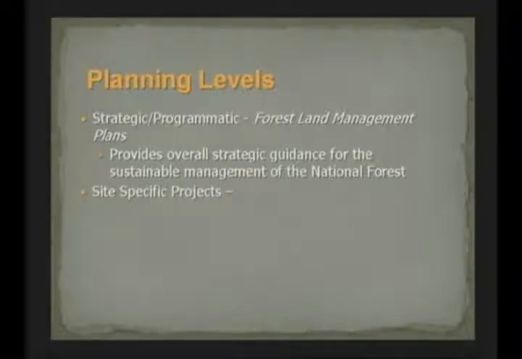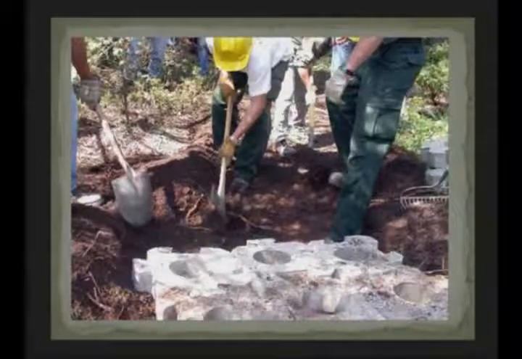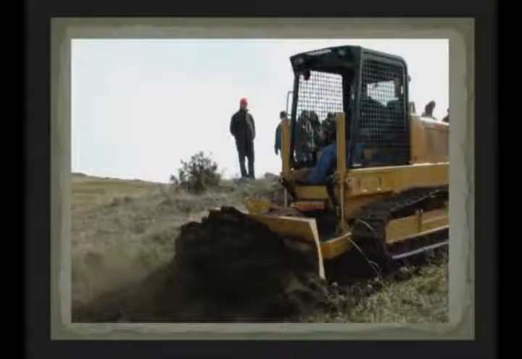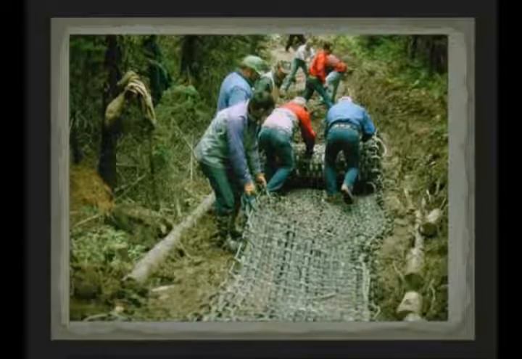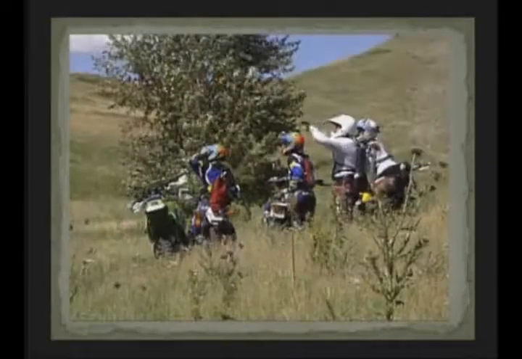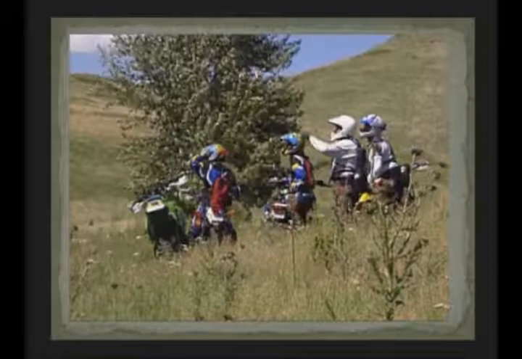Site-specific projects are the projects that result in a specific action or ground-disturbing activity. It may be as simple as building a segment of trail. This type of analysis looks at the specific impacts of a ground-disturbing action or activity. Another example of a site-specific project is the travel management plan. The plan may not authorize ground disturbance, but it does make site-specific decisions such as route designations.